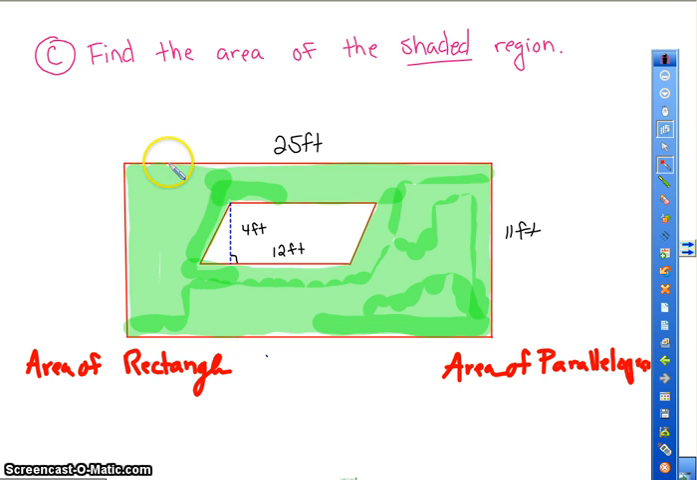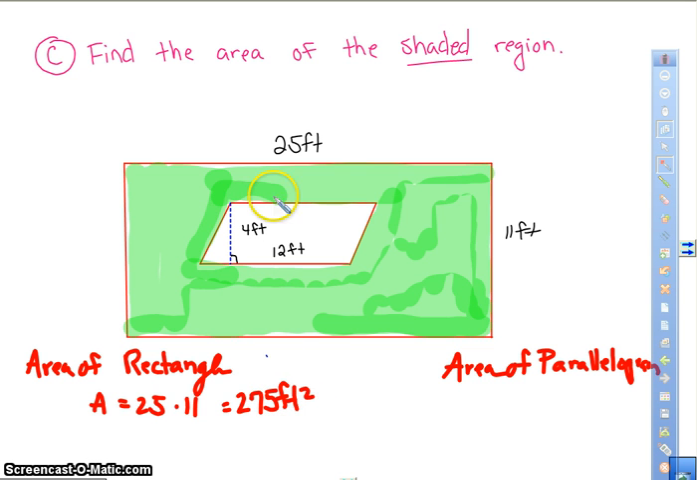Okay, so when I look at my rectangle, I have a base and a height, or a length and a width, that is going to be 25 times 11. Remember in a rectangle, the base and the height are the length and the width because they form 90 degrees. So 25 times 11 is 275 feet squared. Now I'm going to find the area of the parallelogram. Well, here's my 90-degree angle. So this is my height, and this is my base. So the area is going to be 12 times 4, which is 48 feet squared.